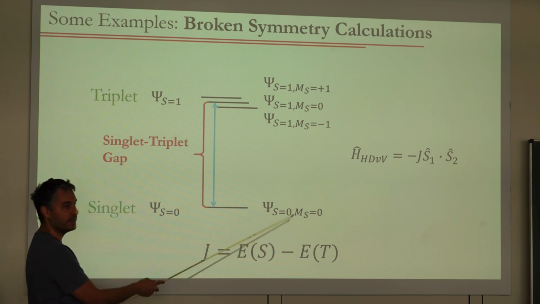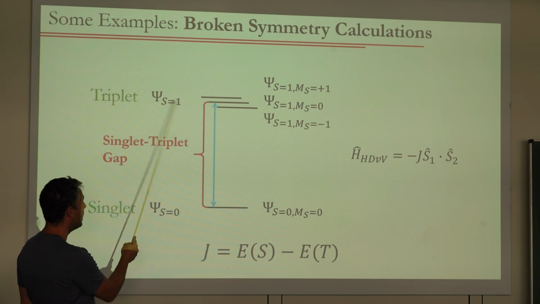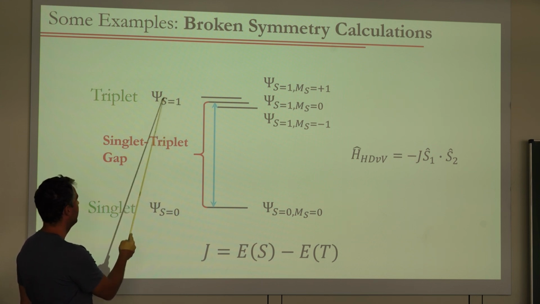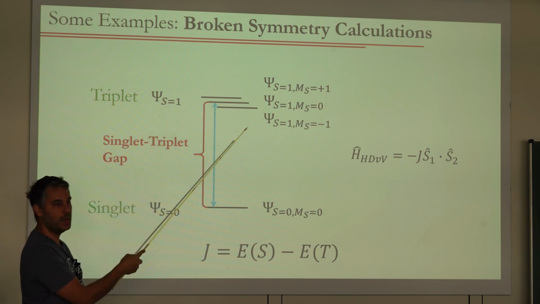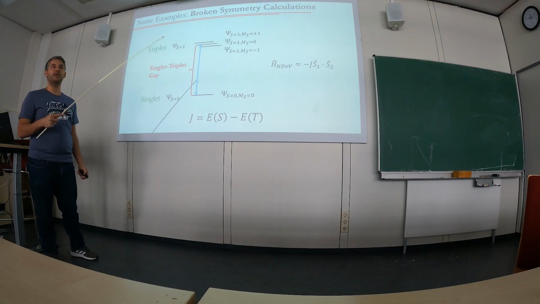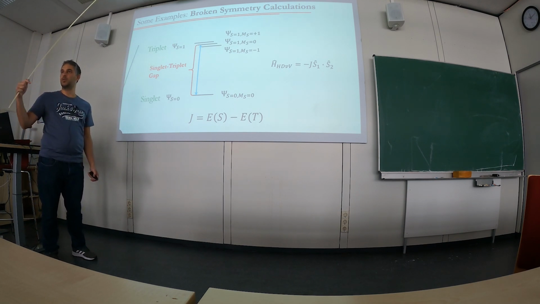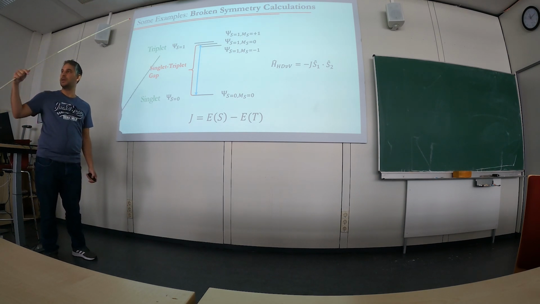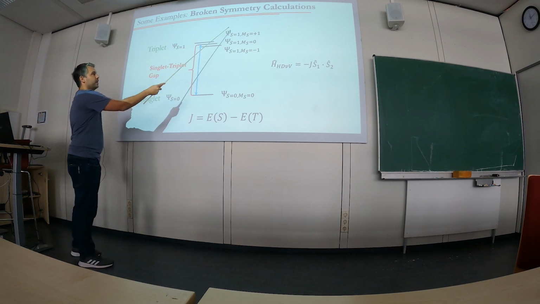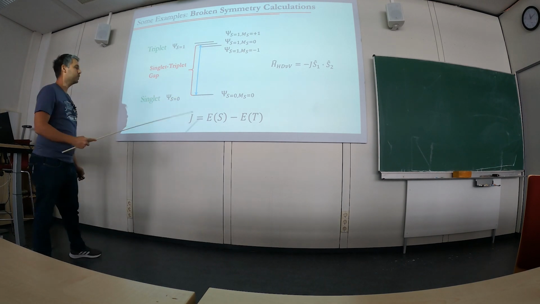Actually, the spin square is 0, but the components of the spin are also 0. And you have the triplet, for example, where the total spin is 1. That gives you a squared spin mean value of 2, I think. So that would be 1 times 1 plus 1, like S times S plus 1. And then you have 3 different projections, ms plus 1, 0, minus 1, and you want to calculate these gaps.